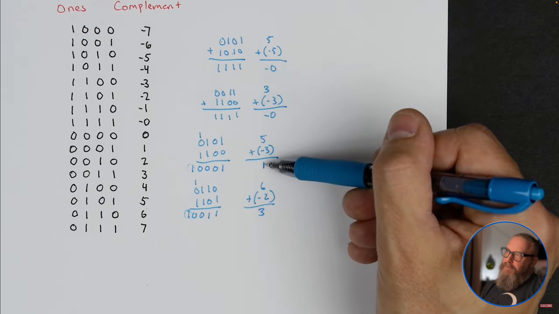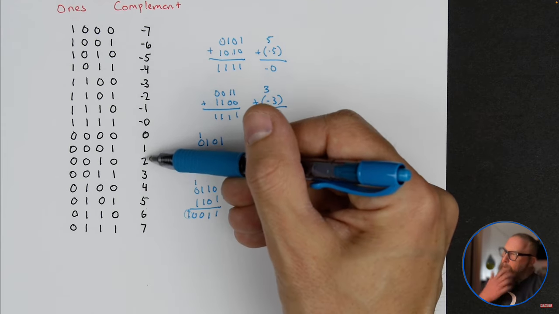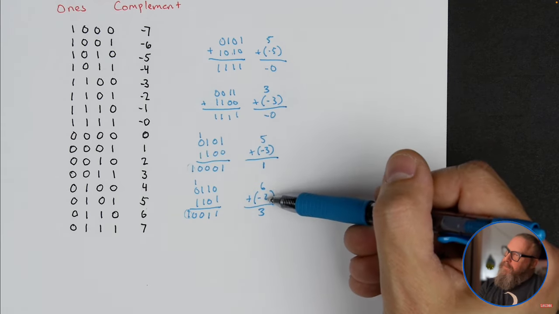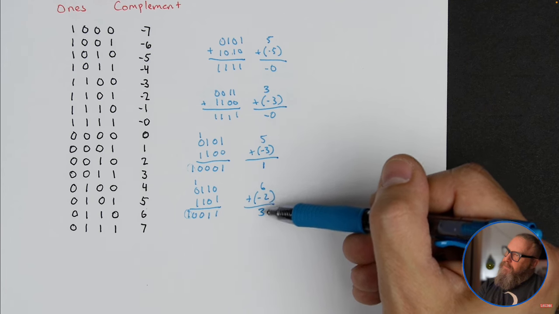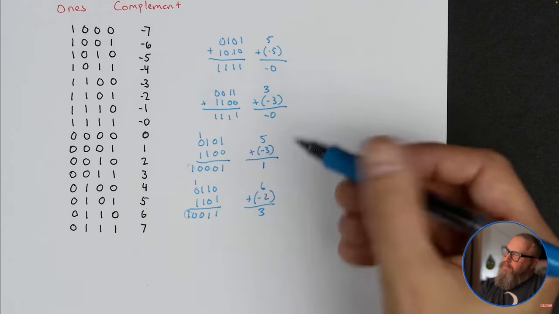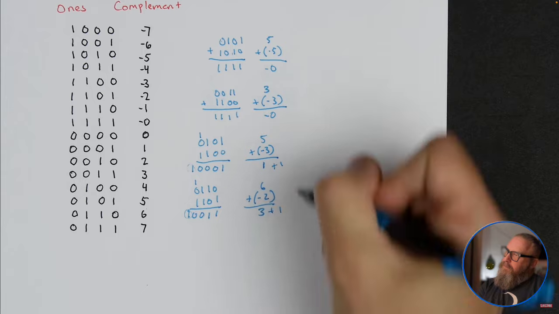Here, 5 minus 3, we'd expect to see 2, but we're seeing 1. So if we just go down 1, we'd actually see a 2. 6 minus 2, we'd expect to see 4, but we're actually getting 3. But if we go down 1, we get the right answer. So we could just always add 1 to each of these.